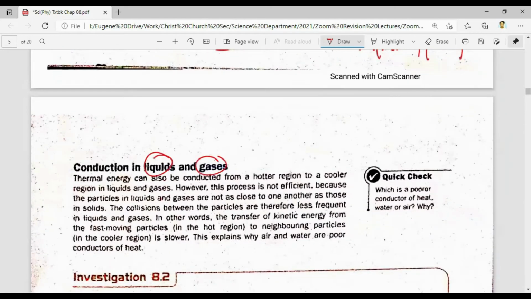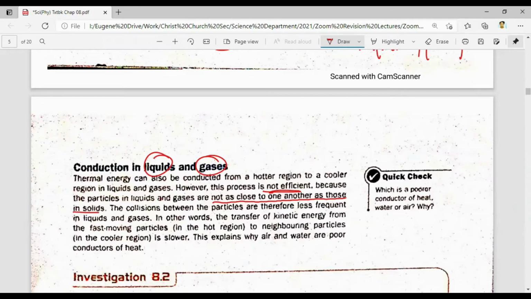Do liquids and gases conduct heat? The answer is yes. Thermal energy can be conducted from a hotter region in liquids and gases also. But why is it not efficient? We learned in the kinetic model of matter that in solids, the particles are very closely packed, whereas for liquids and gases, liquid is closely packed and gases are very far apart.